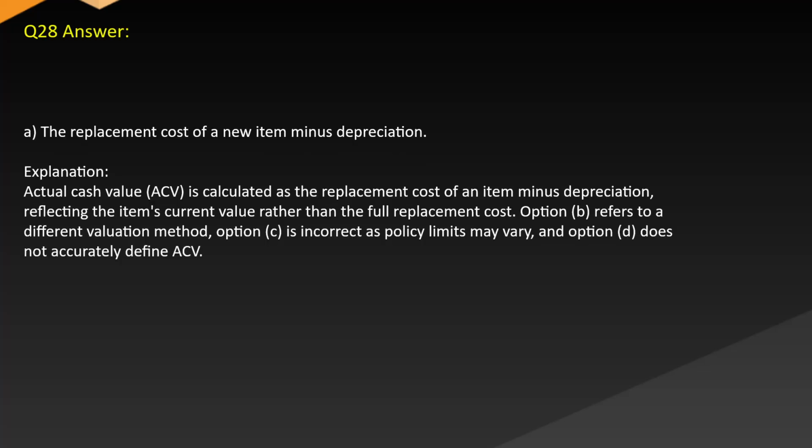Answer A. The replacement cost of a new item minus depreciation. Explanation. Actual cash value (ACV) is calculated as the replacement cost of an item minus depreciation, reflecting the item's current value rather than the full replacement cost. Option B refers to a different valuation method. Option C is incorrect as policy limits may vary, and option D does not accurately define ACV.